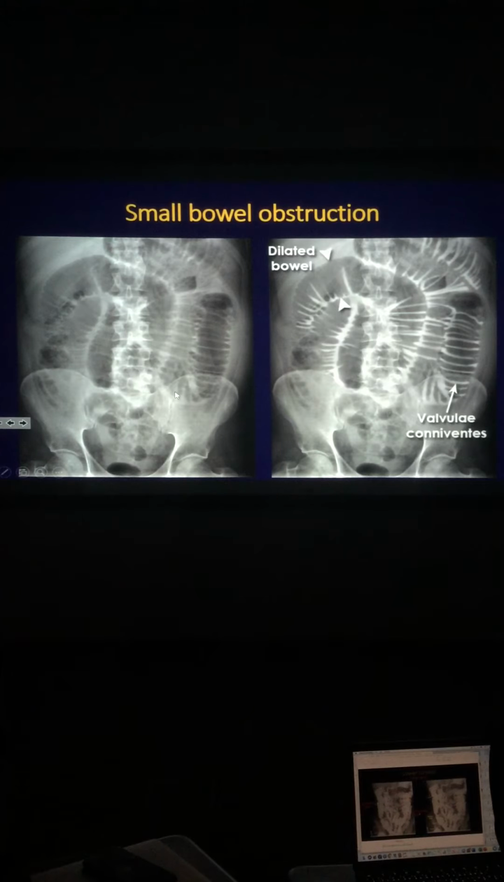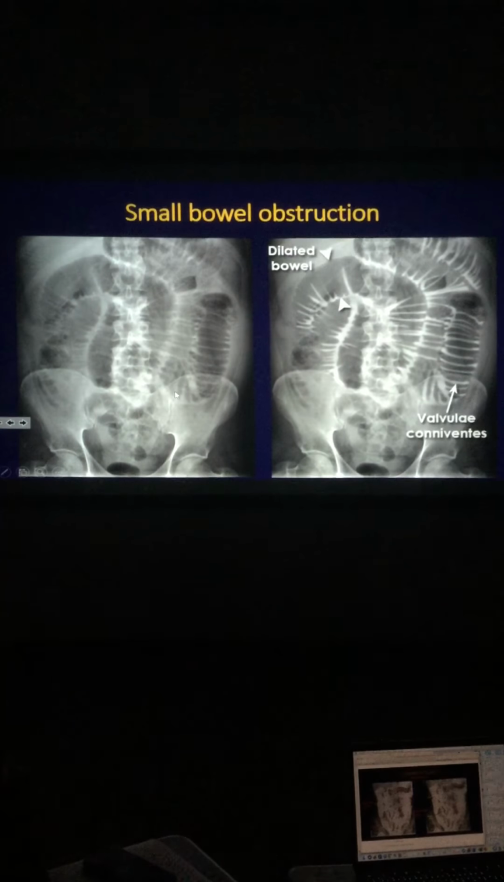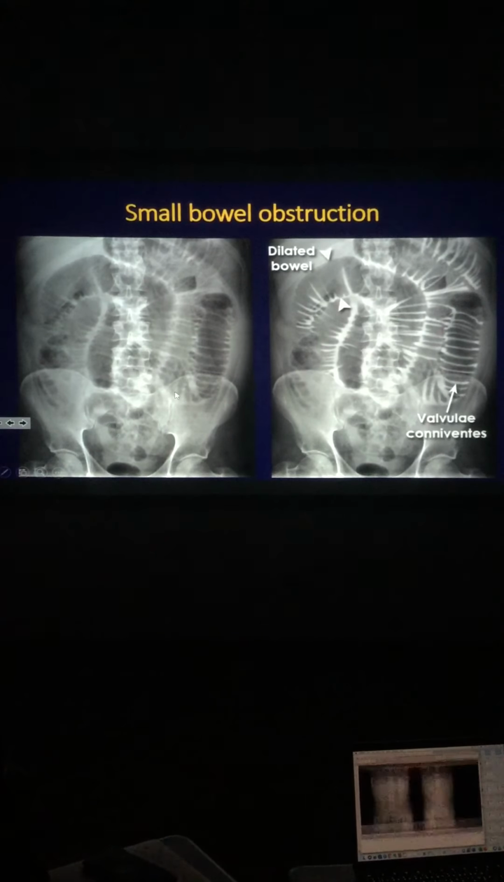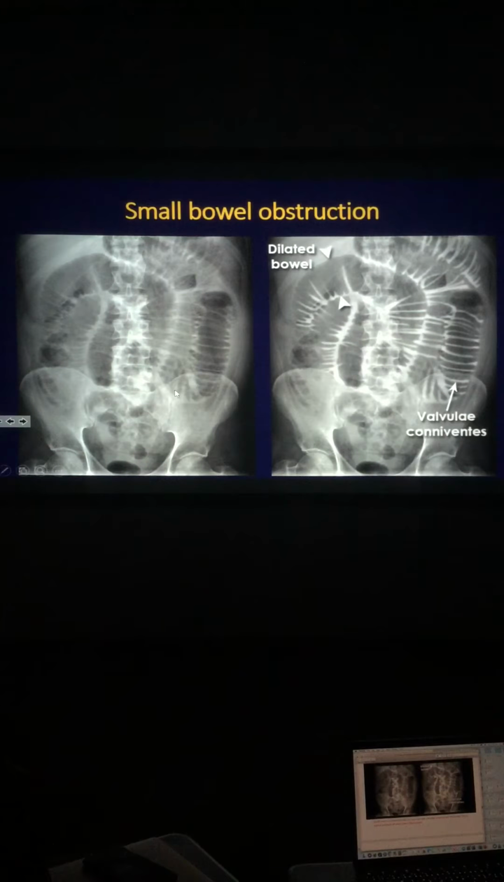Now, this is abnormal small bowel. The patient has dilated small bowel. The patient came with intestinal obstruction. Something is there in the ileocecal region which is obstructing the whole small bowel. Now, small bowel is dilated.